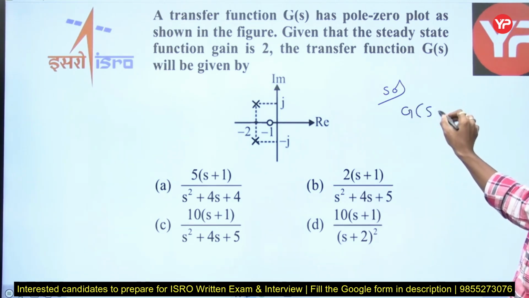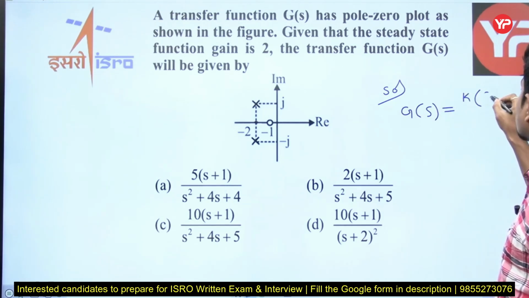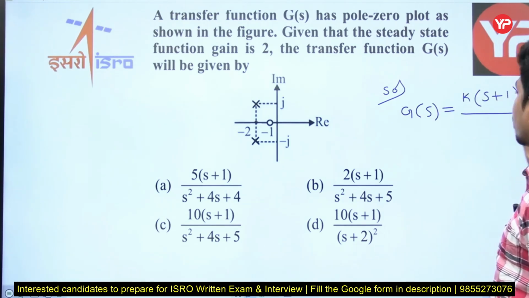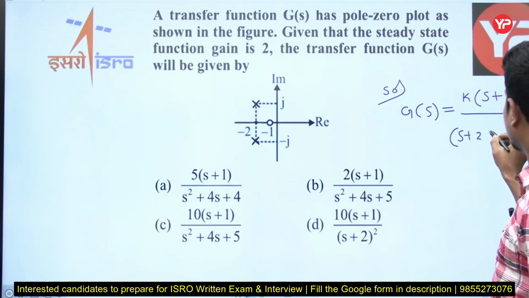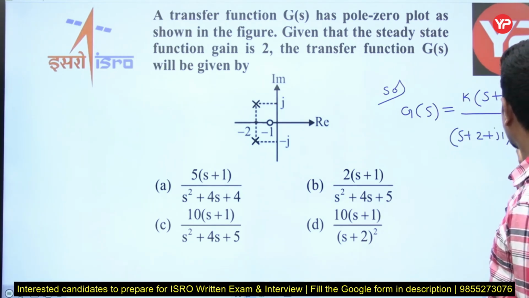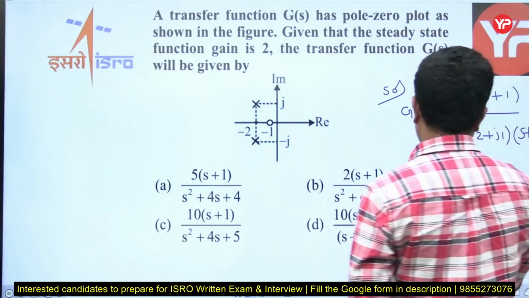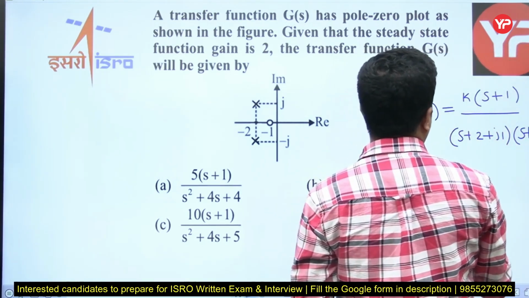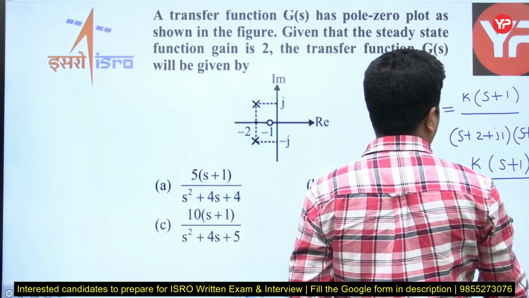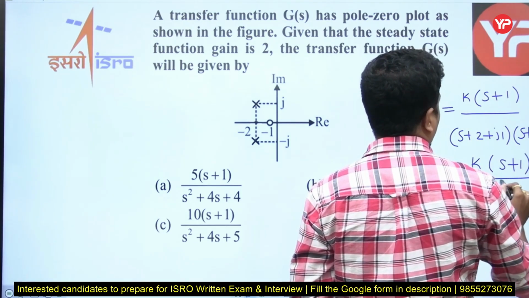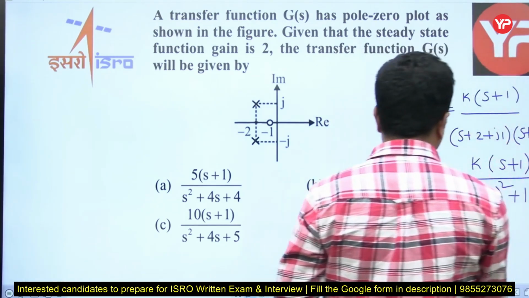G of s is equal to k into (s plus 1) divided by, it is having two complex poles, so that is (s plus 2 plus j1) into (s plus 2 minus j1), right? So G of s is equal to k into (s plus 1) by (s plus 2) whole square plus 1, right? (s plus 2) whole square plus 1, if you can simplify it.